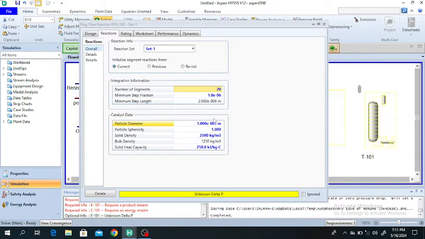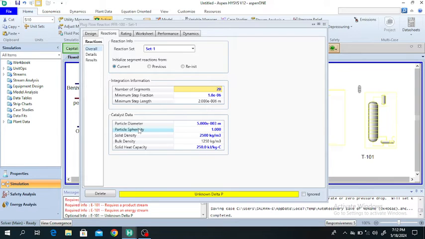The particle diameter. What is the diameter of the catalyst particle? Here the diameter is 1 mm, but I'm using 5 mm. My catalyst particle is 5 millimeter, and my catalyst particle is spherical, so its sphericity is 1. If the catalyst is not spherical, its sphericity will be less than 1. Sphericity can be obtained from your particle technology book. You can obtain the value of the sphericity.